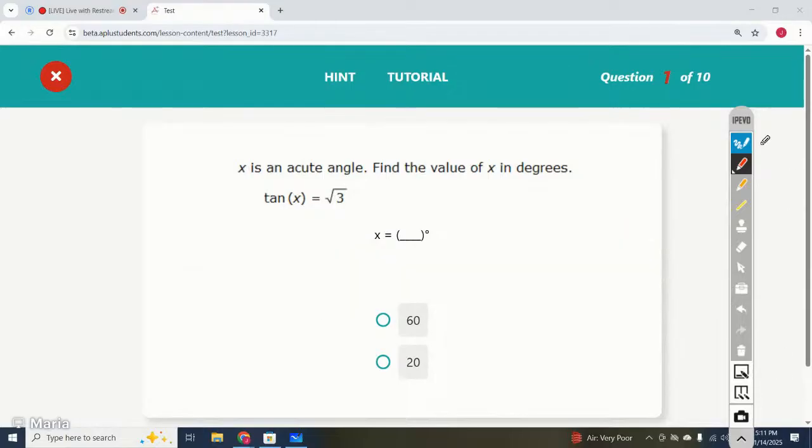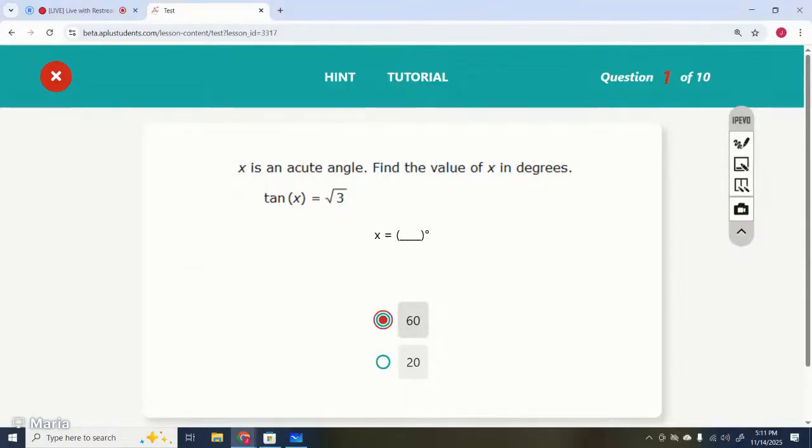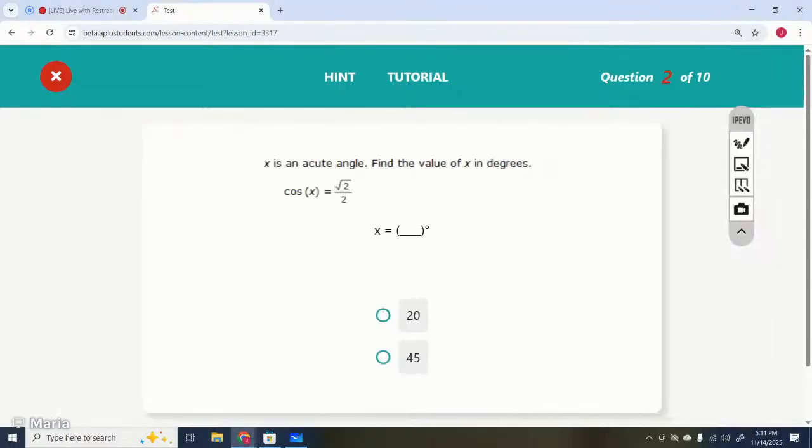So the correct option is 60. That means tangent of 60 is equal to square root 3. Option number 1 is the correct option.